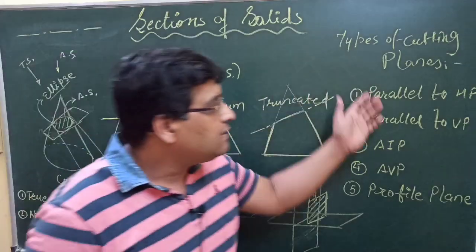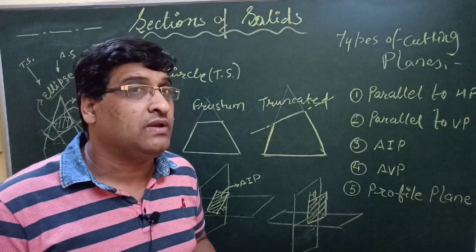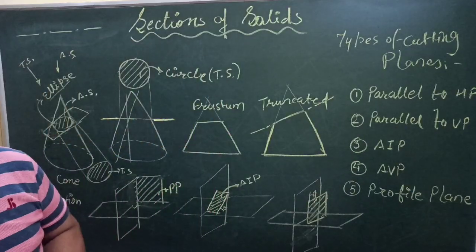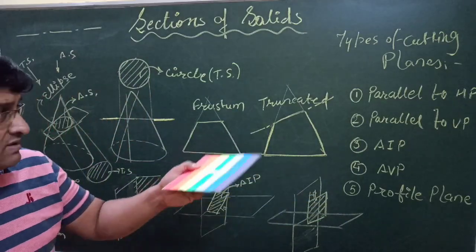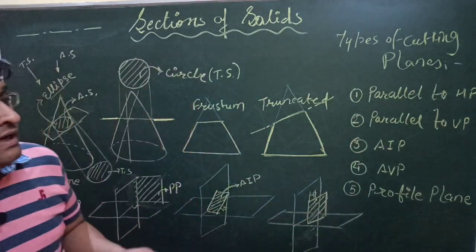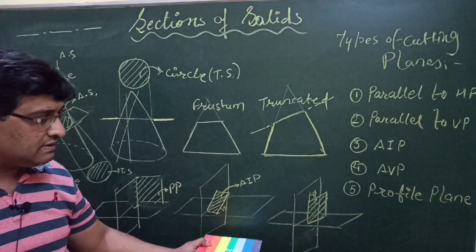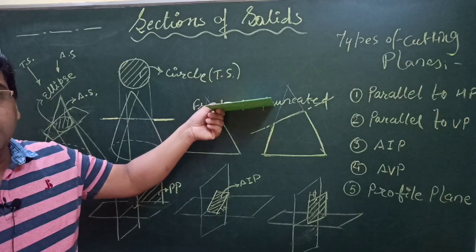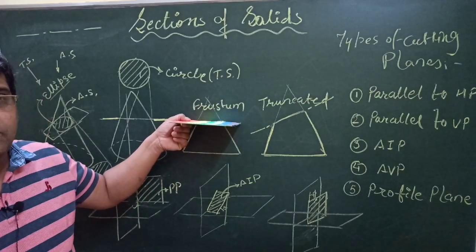Now let us come to the types of cutting planes, or rather the positions of the cutting plane. There are mainly 5 positions for sections of solid. There is a sixth position also, which is not important as far as these sections are concerned. The first position is a plane parallel to HP, like this. So obviously it is making a 90-degree angle with the vertical plane, and this is the plane shown here, right?